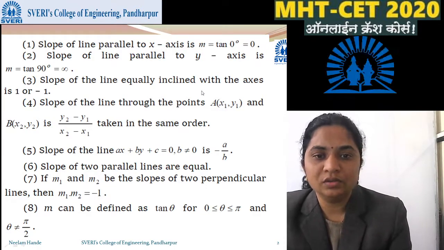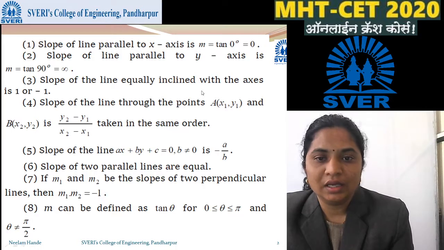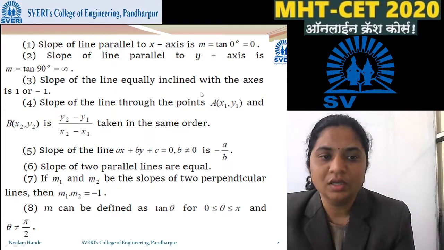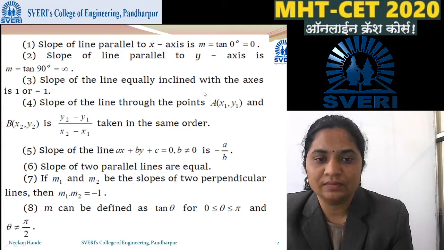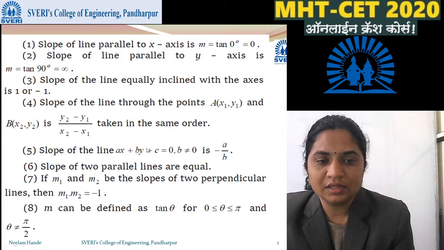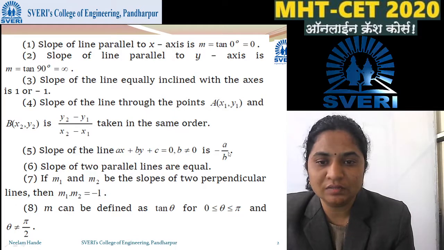Slope of the line through the points A and B, where A is the point (x1, y1) and B is (x2, y2), is (y2 minus y1) upon (x2 minus x1), taken in the same order. Slope of the line ax plus by plus c equal to 0, where b is not equal to 0, is minus a by b.